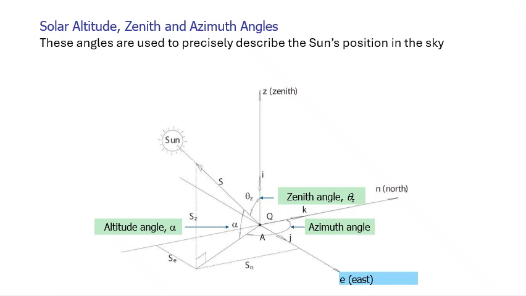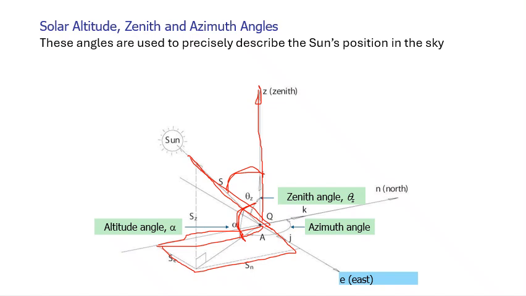If you see the altitude angle, it is the angle between the central sun ray that is falling on the horizontal plane. So this is the horizontal plane and the central sunlight is coming from the top. So the angle here is alpha. Then comes the zenith angle theta. Zenith angle tells us the sun's elevation. So it is kind of a complement angle to the angle alpha.